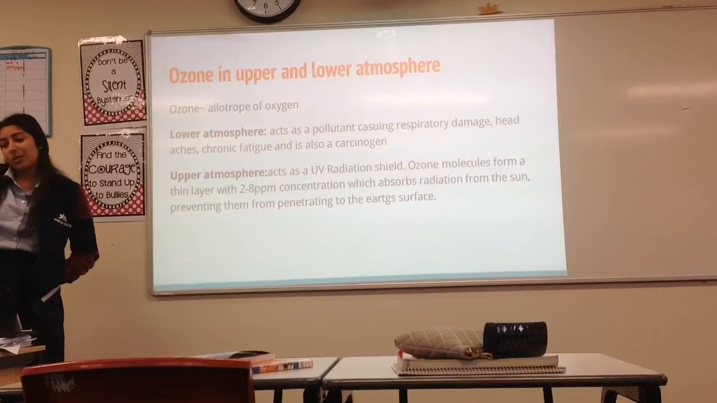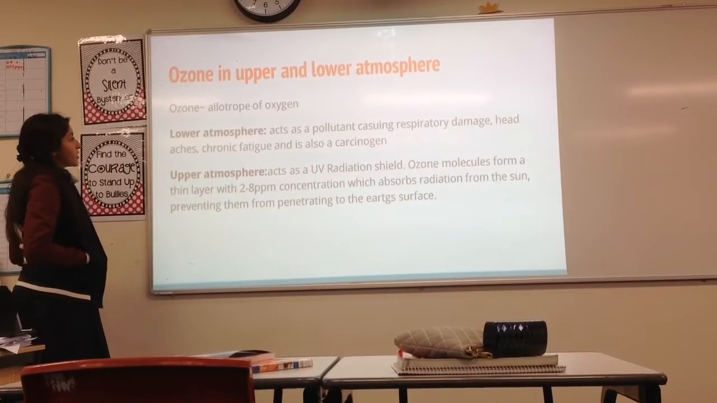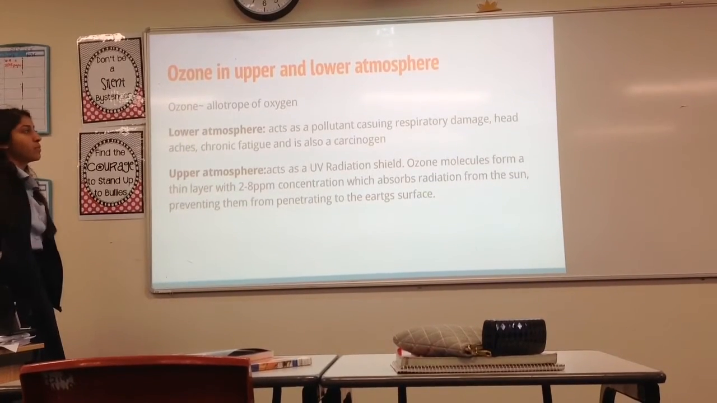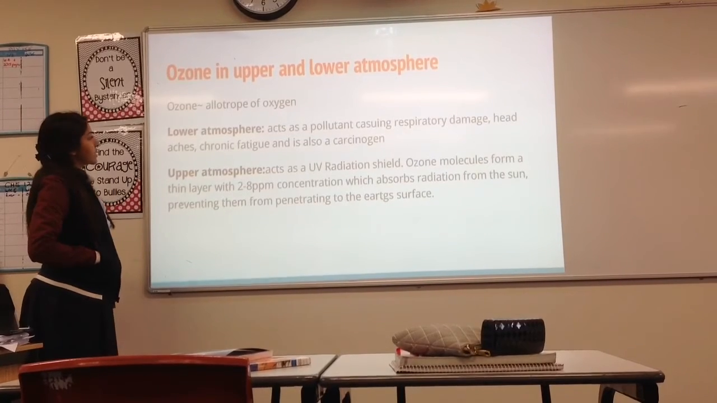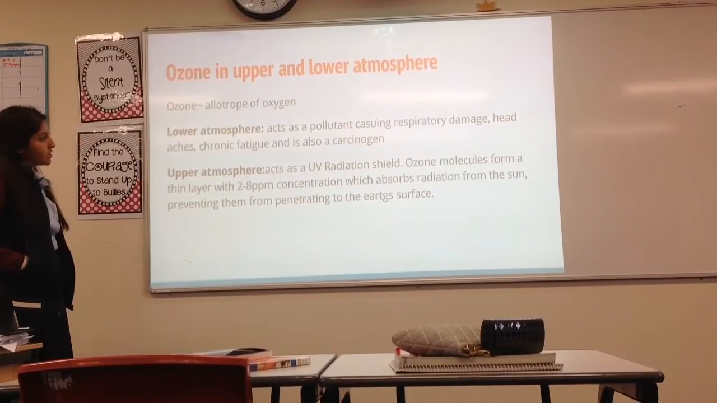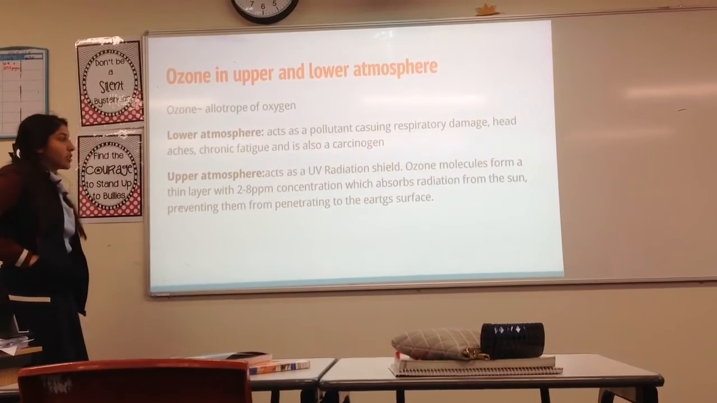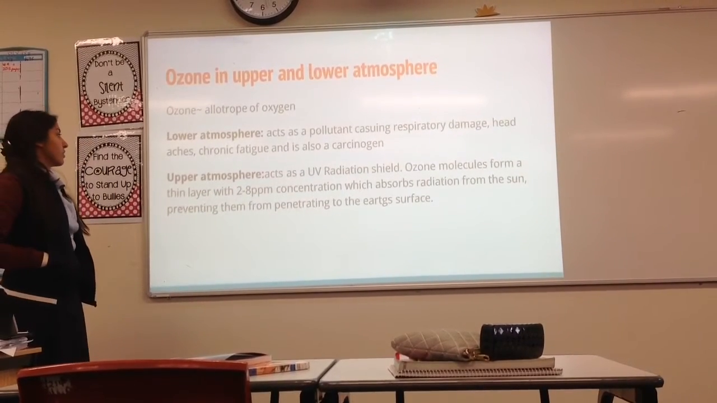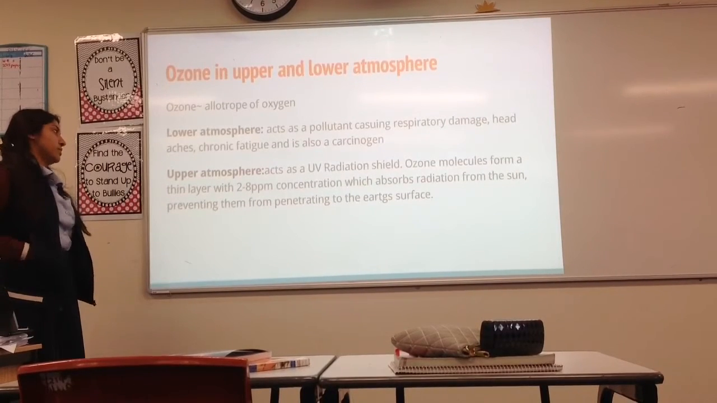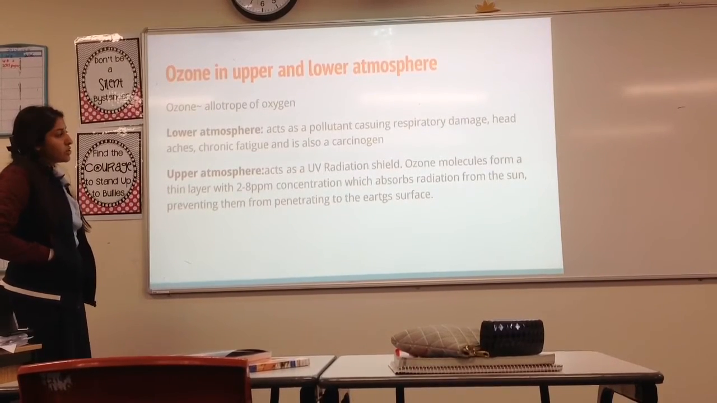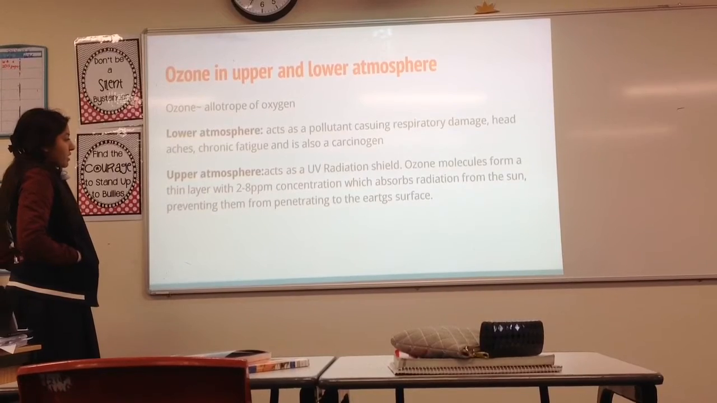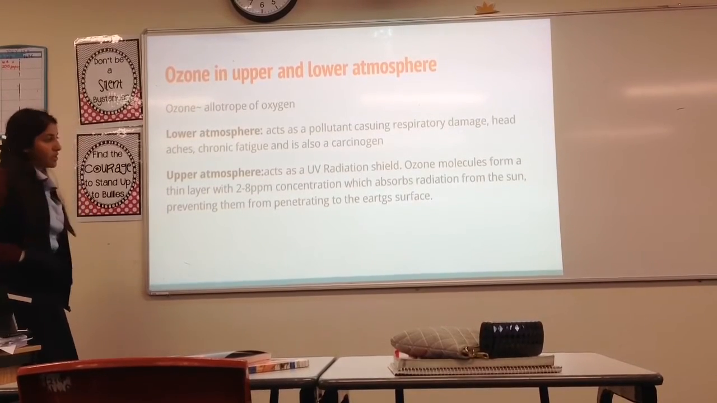Ozone in the upper and lower atmosphere. Ozone is an allotrope of oxygen, and in the lower atmosphere it acts as a pollutant, causing respiratory damage, headaches, chronic fatigue, and it is also a carcinogen. In the upper atmosphere, it acts as a UV radiation shield, so that ozone molecules form a thin layer at 2 to 8 ppm concentration, which absorbs the radiation from the sun, preventing it from penetrating to the Earth's surface.